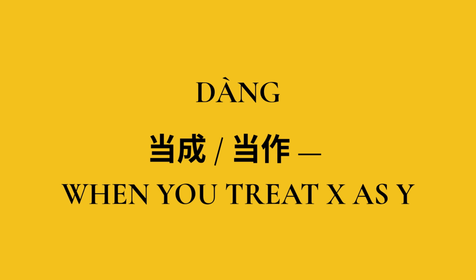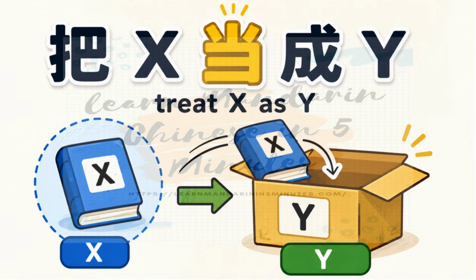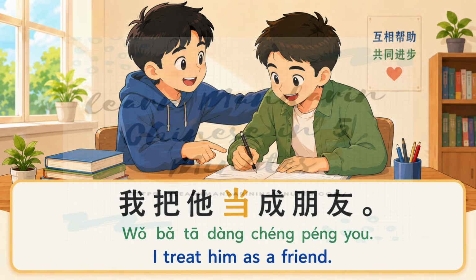当成 to treat as or to take as. 当作 to treat as or to regard as. The structure often looks like this. 把 X 当成 Y, meaning to treat X as Y. For example, 我把他当成朋友. I treat him as a friend. This sentence is about how I see him.